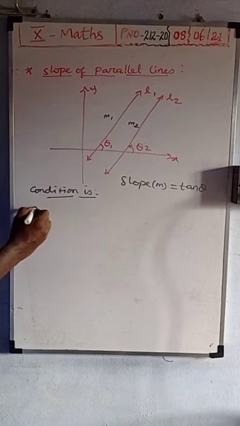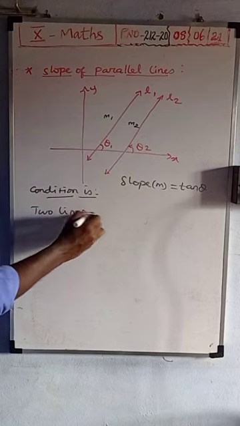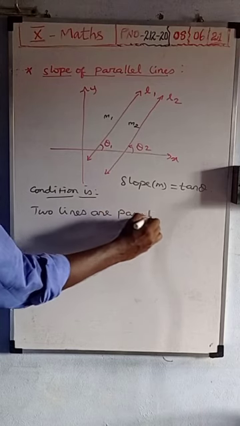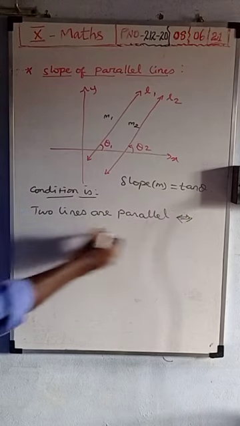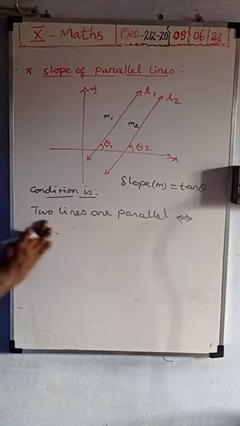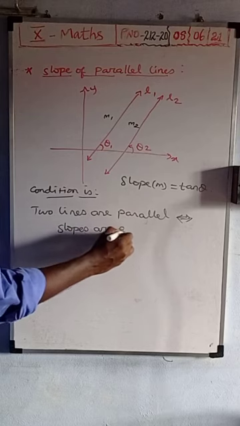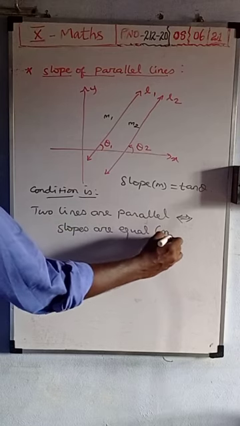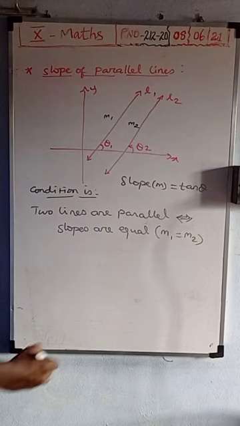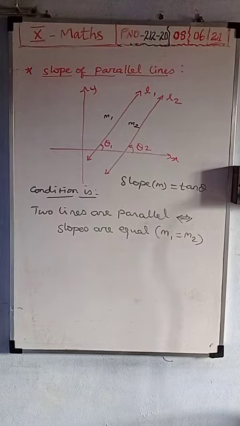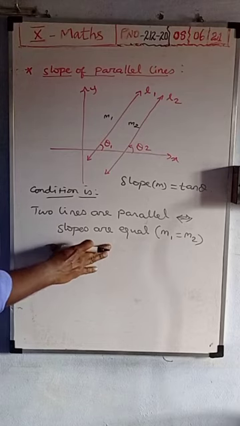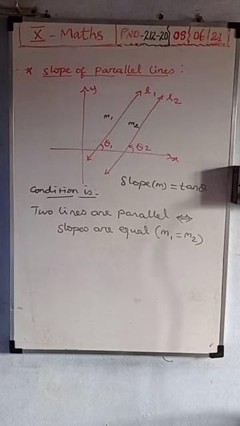Two lines are parallel if and only if the slopes are equal, that is m1 is equal to m2. This is the first one, the condition for parallel lines. If two lines are parallel, then the slopes are equal. For the converse, if a question says the slopes are equal, then surely the two lines are parallel.